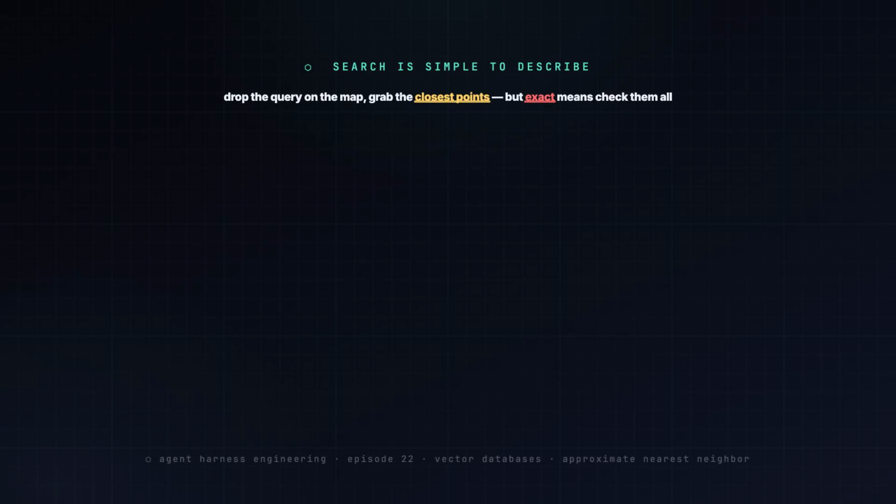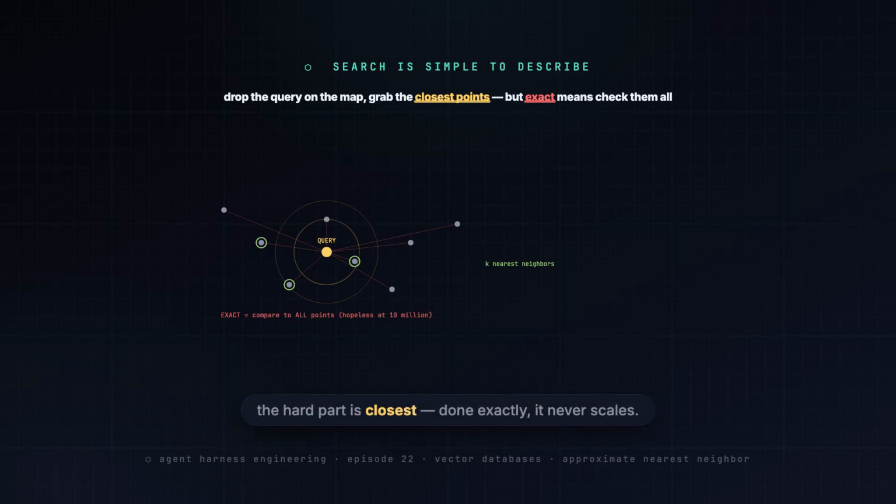So search is dead simple to describe. Embed the query, drop it on the map, grab the closest points. The hard part is "closest." Doing that exactly means measuring distance to every single point. At 10 million points every query, that's hopeless. So we accept approximate answers, get the closest points almost always, in exchange for enormous speed.